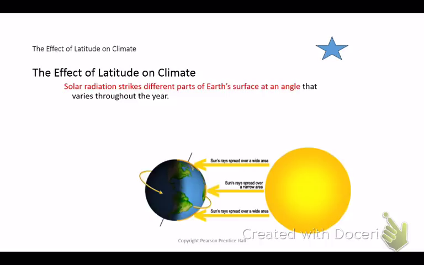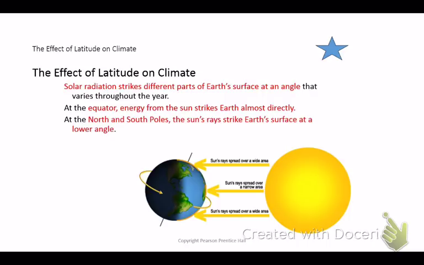Okay, you do want to copy this down. So latitude is very important for climate as well. Solar radiation is radiation from the sun, and it strikes different parts of the Earth's surface at different angles. Make sure that you have these notes down as well. So at the equator, and hopefully you remember, but if you don't, the equator is this middle portion of the Earth here. At the equator, the sun is going to strike most directly.